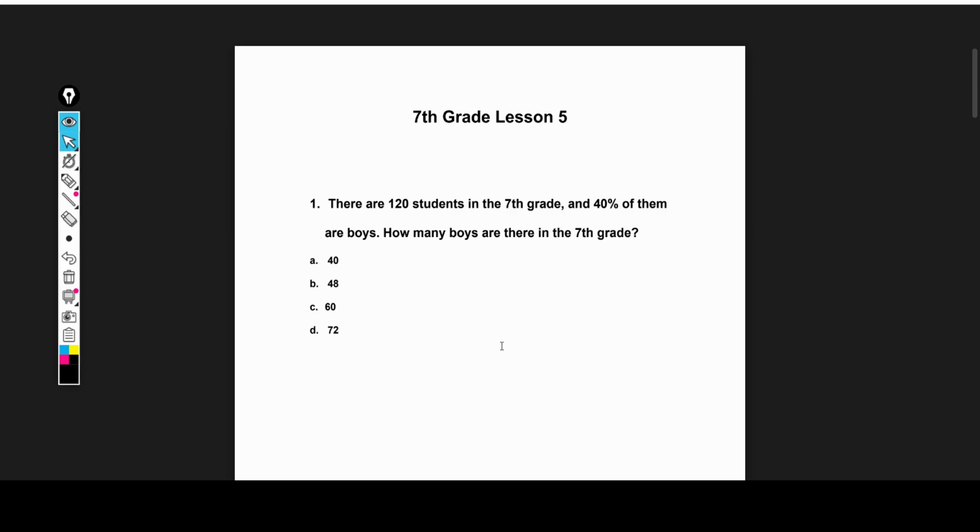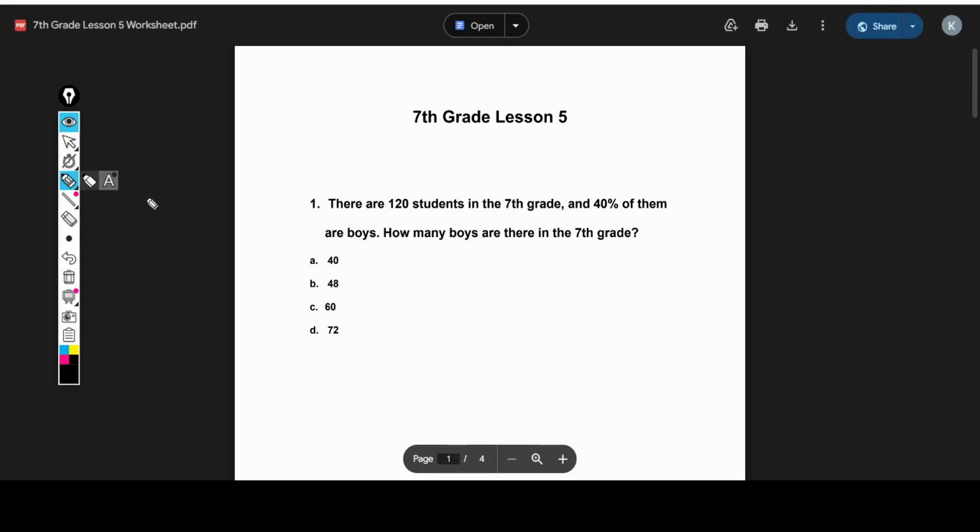For our first word problem, it says, there are 120 students in the 7th grade, and 40% of them are boys. How many boys are there in the 7th grade? So to find this out, 40% of them are boys means that we should multiply the total number, which is 120, by 40%. And this multiplication is the same as 120 times 0.4 because 40% is the same as 0.4.